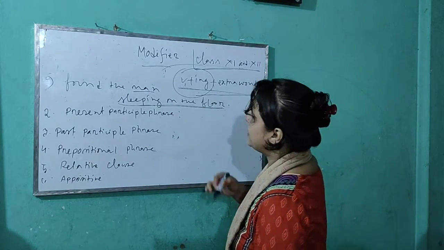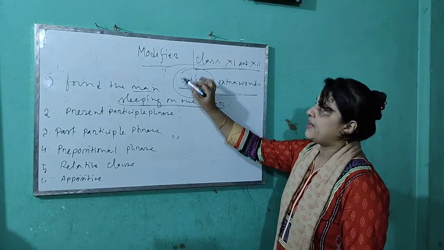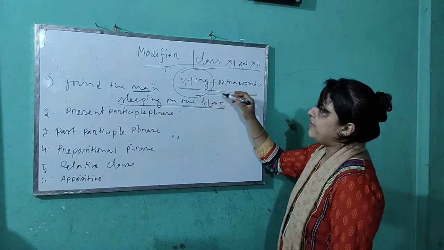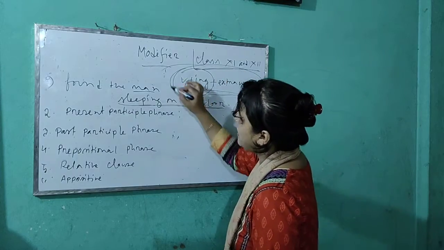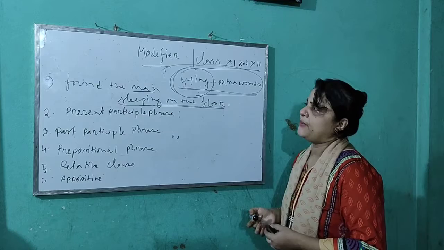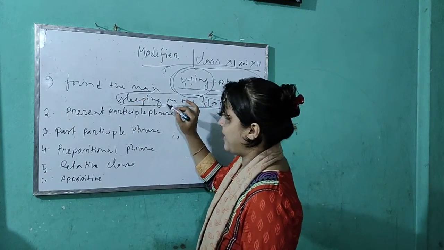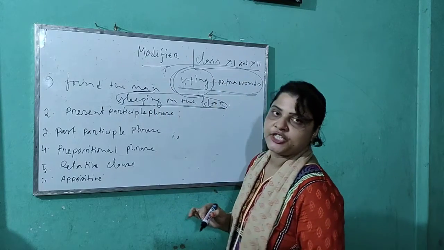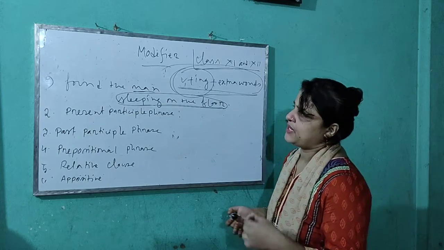I mentioned earlier that a present participle is the present form of the verb with ing. Whenever you use extra words, it becomes a present participle phrase. So "I found the man sleeping on the floor": this is a present participle phrase, and it indicates the condition of the man. In this way, you can use present participle phrases.